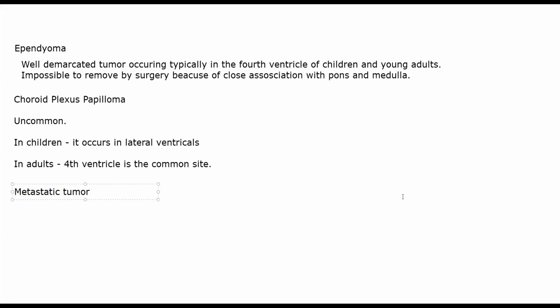Most commonly, you will have metastatic tumors that are coming from carcinoma of the lung or breast or a melanoma, skin carcinoma basically, or it can be a carcinoma from the kidney. Sometimes GIT carcinoma can also come here. All right.